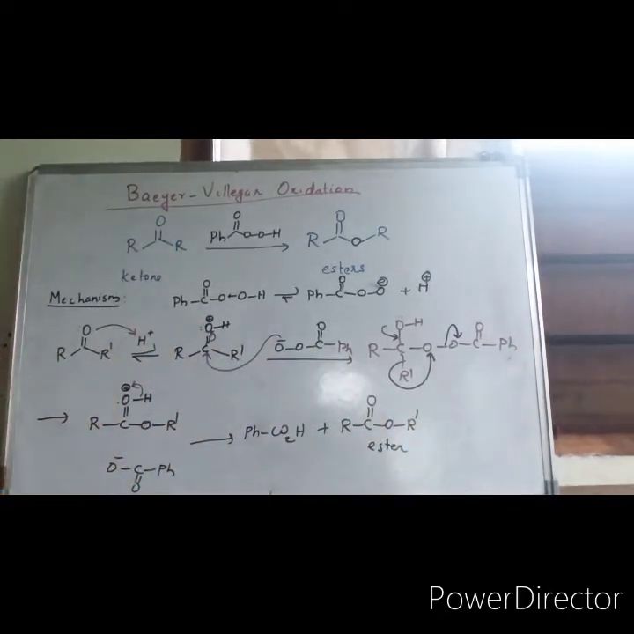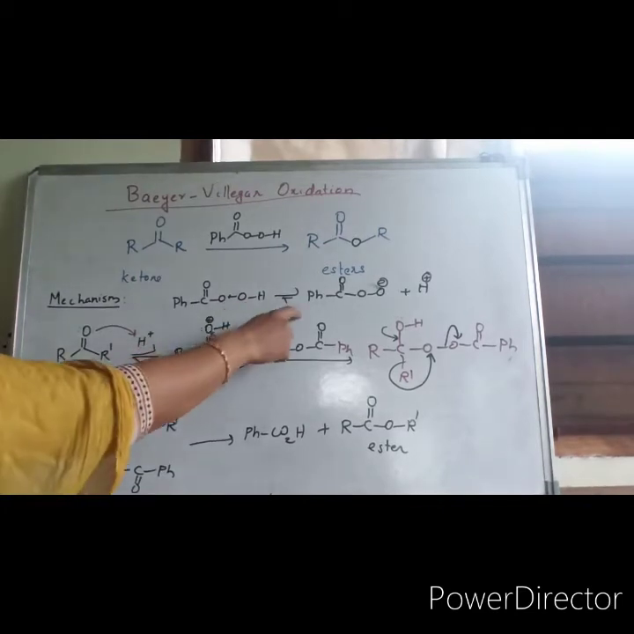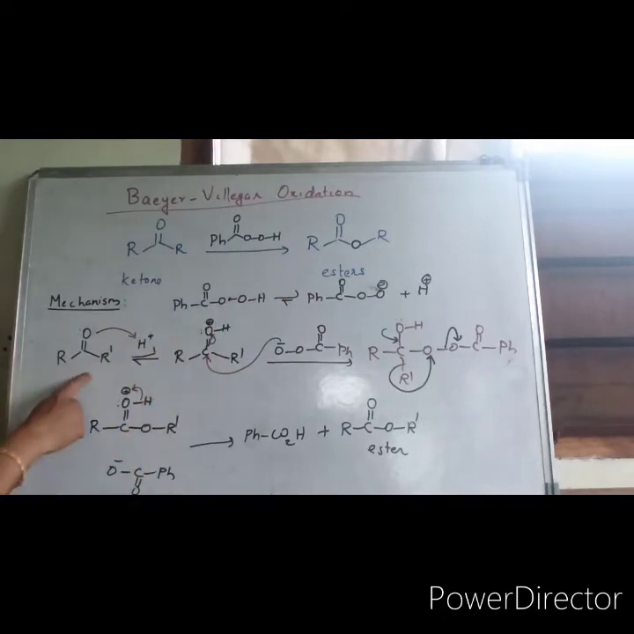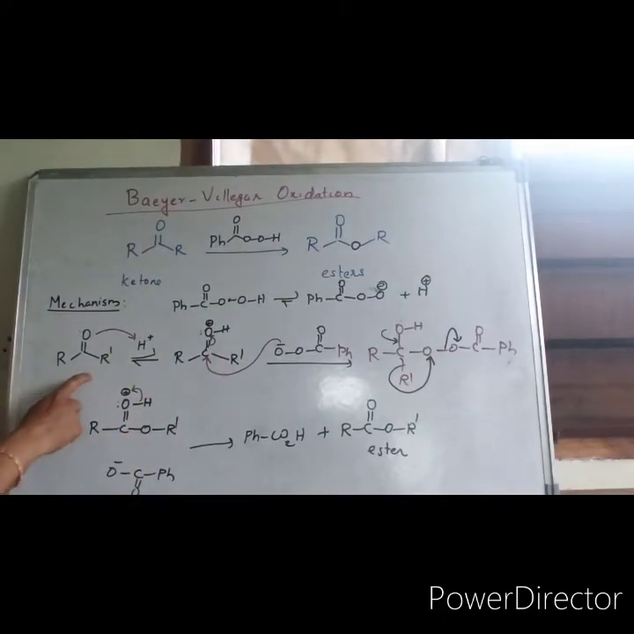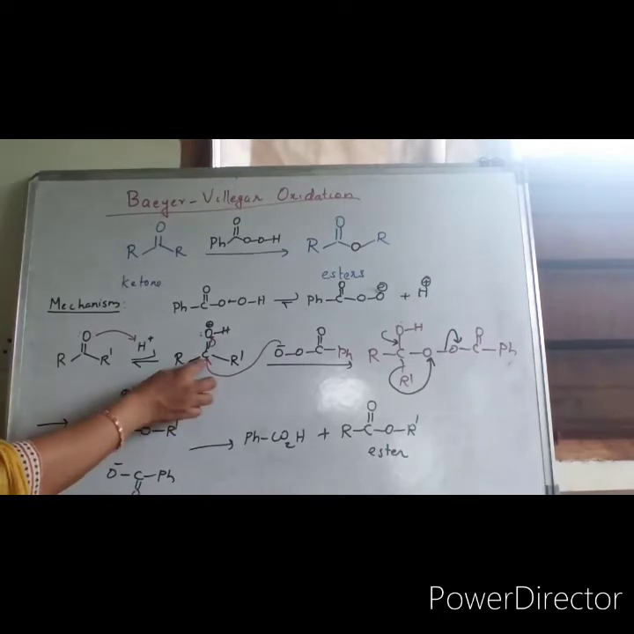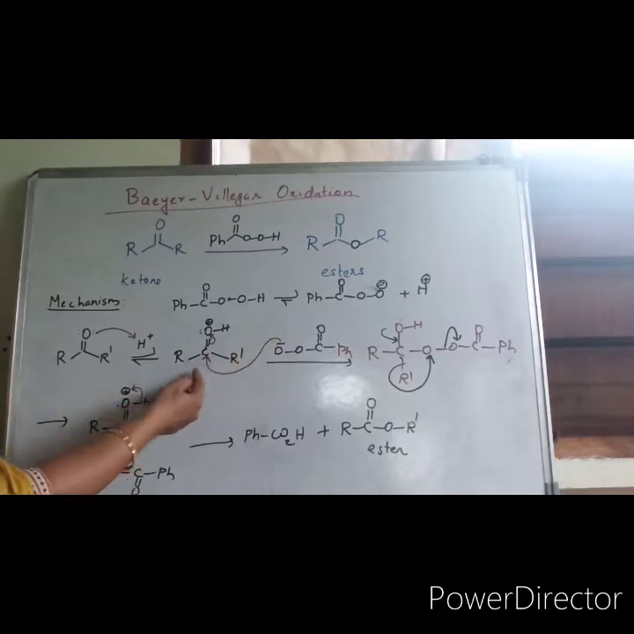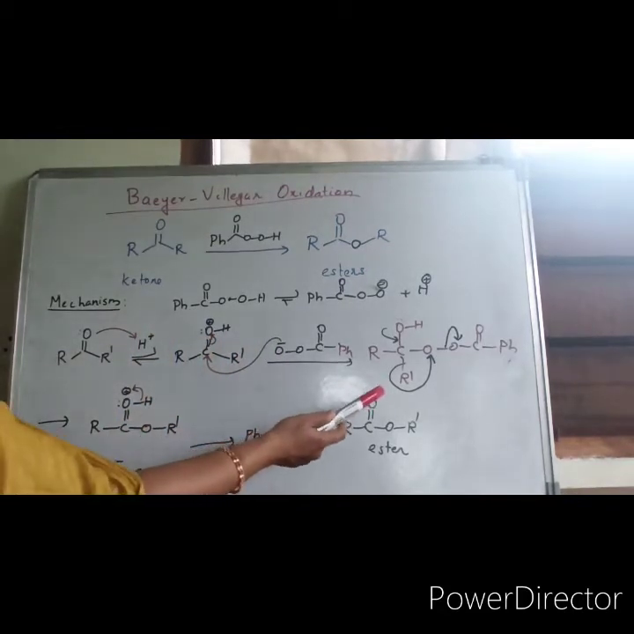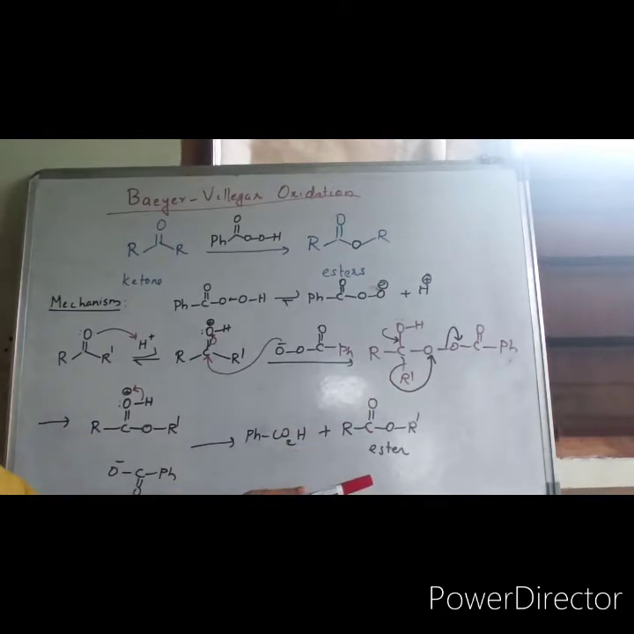So once again I will explain. The peracid will be decomposing to give this anion and proton. The proton will be activating the ketone for the nucleophilic attack. So this will be becoming like this, so that the carbonyl carbon will be more and more electrophilic in nature. Then the nucleophile attacks over here, this pi bond will be shifted here. Then here migration of alkyl groups happens.